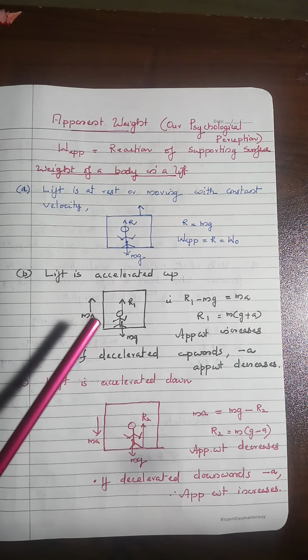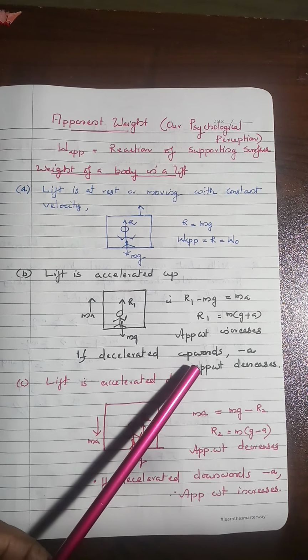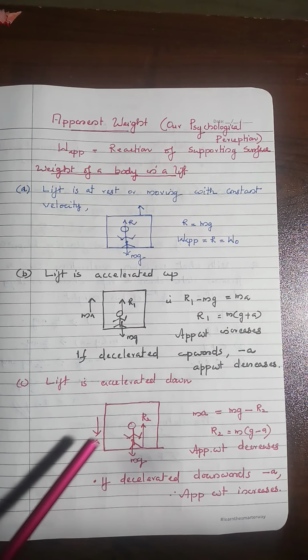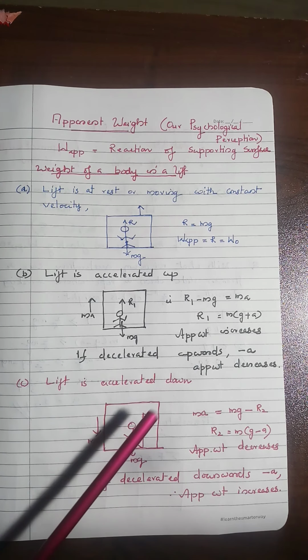But there is a chance for another one. If there is a negative acceleration, then what happens? The apparent weight should decrease. The formula becomes m into (g minus a). A very important concept: what happens if the lift is accelerated down?